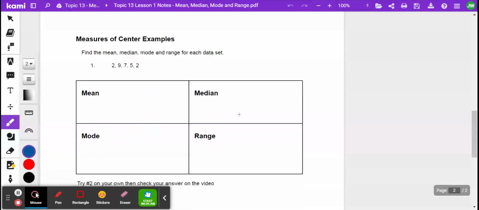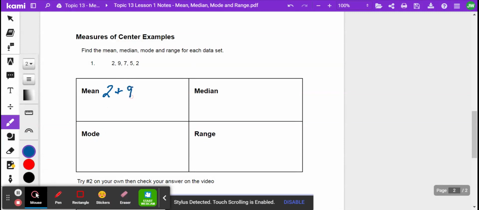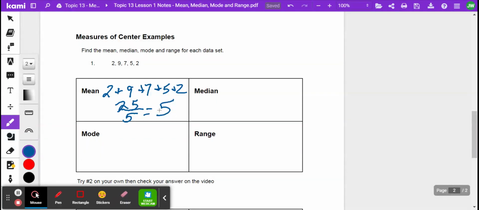So those are the 4 measures, and I'm going to do an example here with you with this set of 5 data, find those 4 measures, and then I'm going to have you try one on your own. To find the mean, we need to add up the numbers. So I'm going to add up 2 plus 9 plus 7 plus 5 plus 2. 2 and 9 is 11, plus 7 is 18, plus 5 is 23, plus 2 is 25. Then I take that number and divide it by the total number of items, which is 5. So my mean for this data is 5.